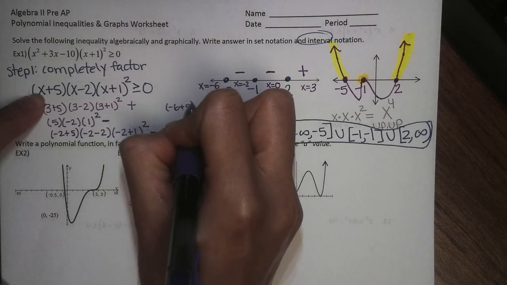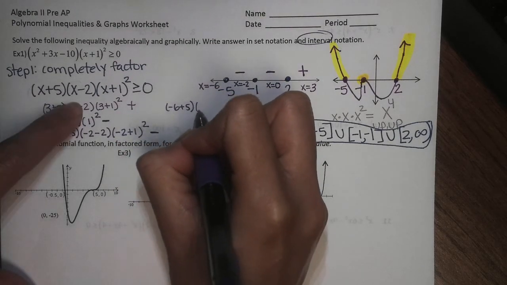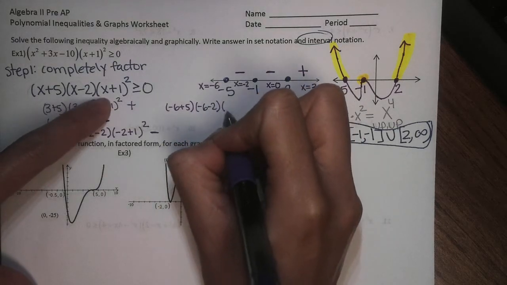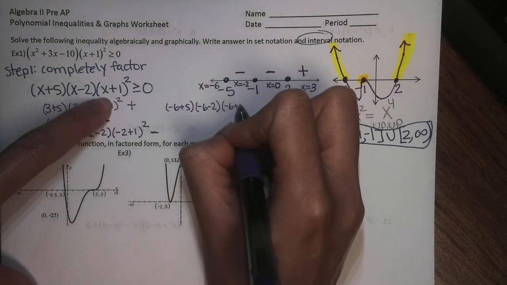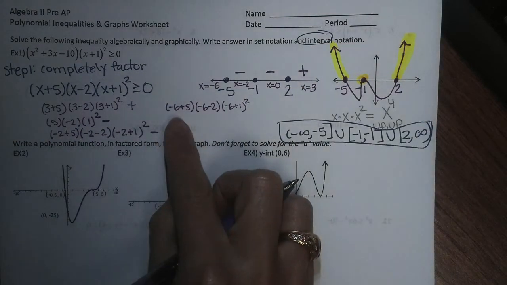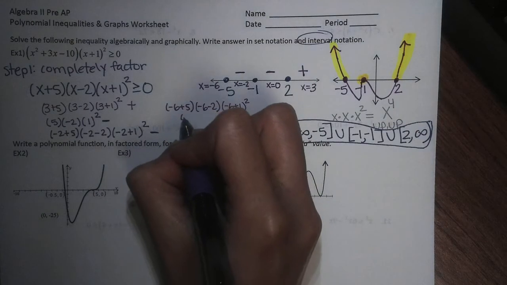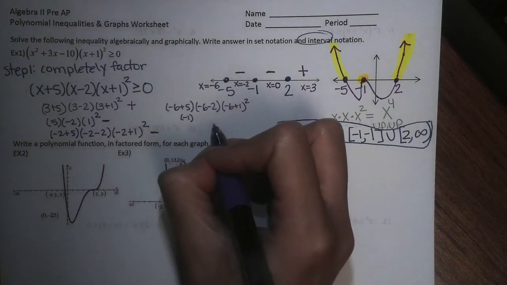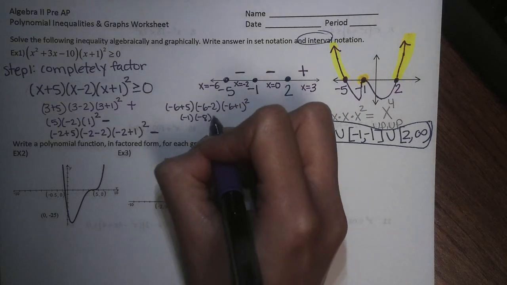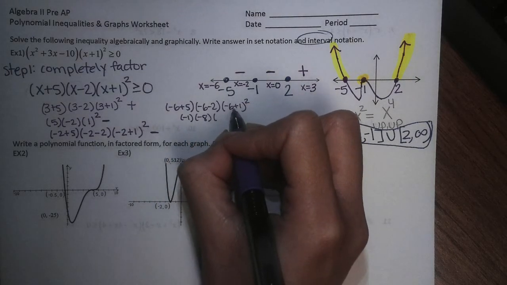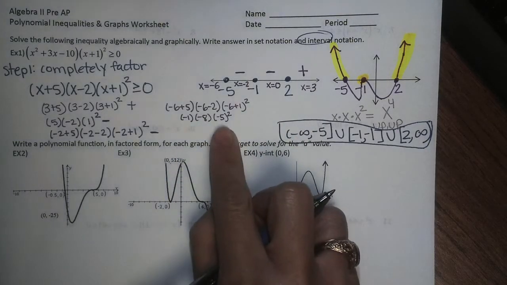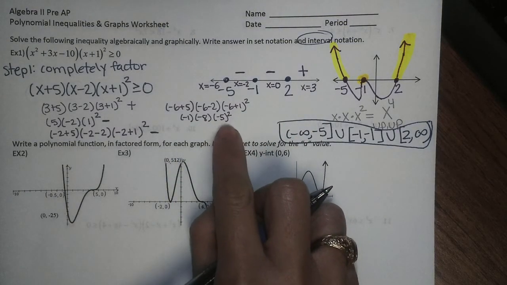-6 plus 5 times -6 minus 2 times -6 plus 1 squared. -6 plus 5 is a -1. -6 times -6 minus 2 is a -8. And then this is a -5 squared. Okay, and like I just told you, a negative number being squared is just a positive.